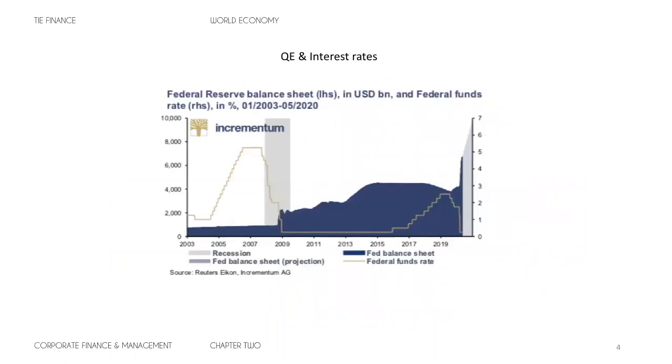We have here a chart that contains the Federal Reserve balance sheet, the interest rates, and a projection of how the balance sheet will look in the future. And the gray part is just a recession mark. And why is this so important to the price of gold? Because the US dollar is the world reserve currency, right?